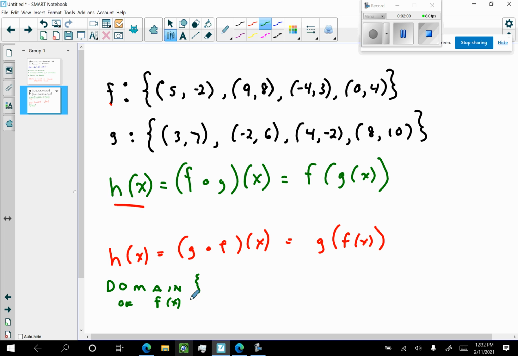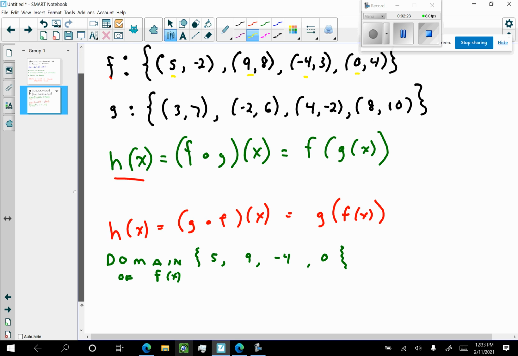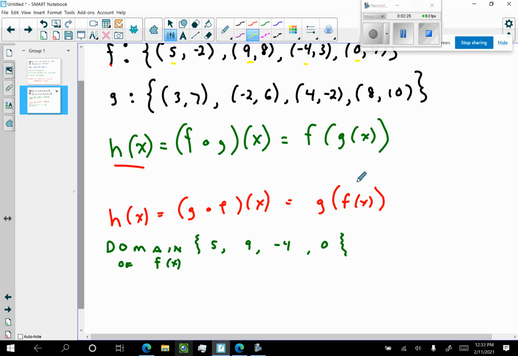And what is the domain of f of x? The domain of f of x is 5, 9, -4, and 0 in no specific order. And I'm just looking at these guys right here. So those are the only x values that have an output for f. So these are going to have to be the domain of h, because I'm starting here with f of x. And f of x can only take these inputs.